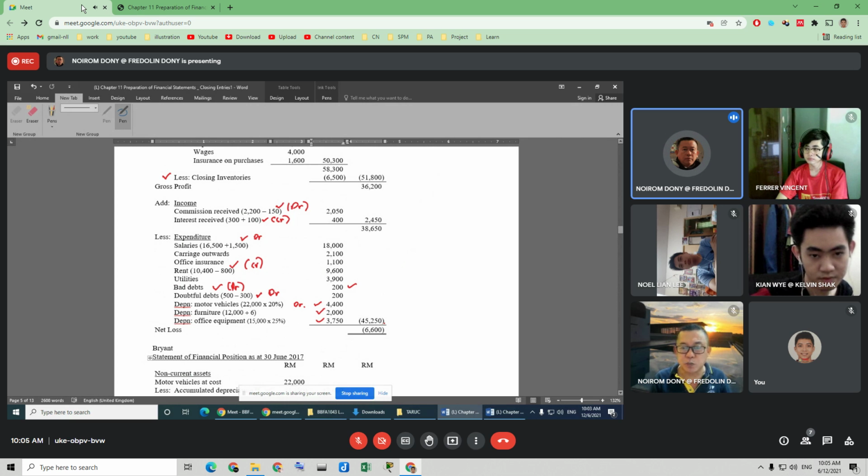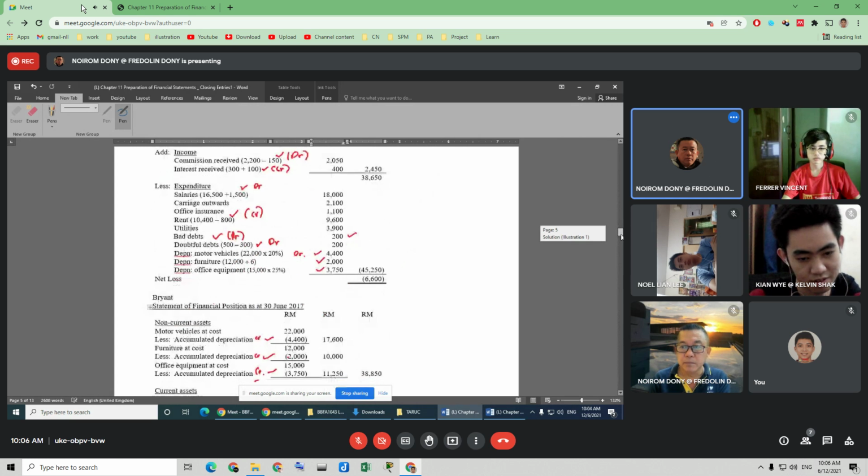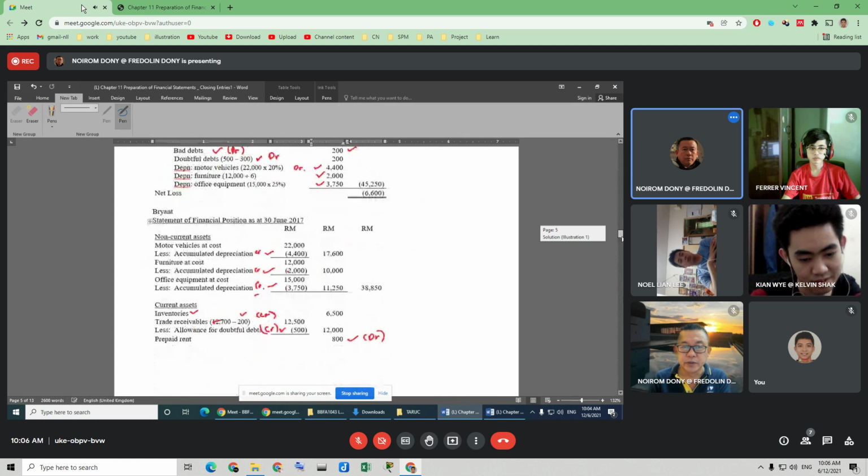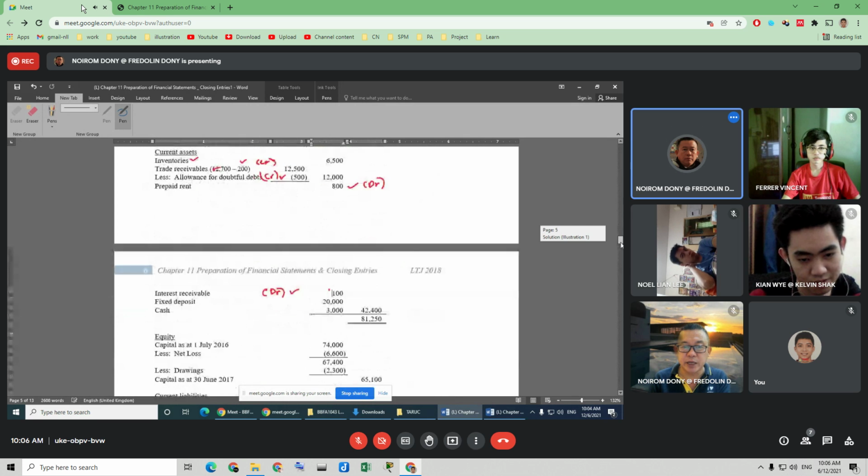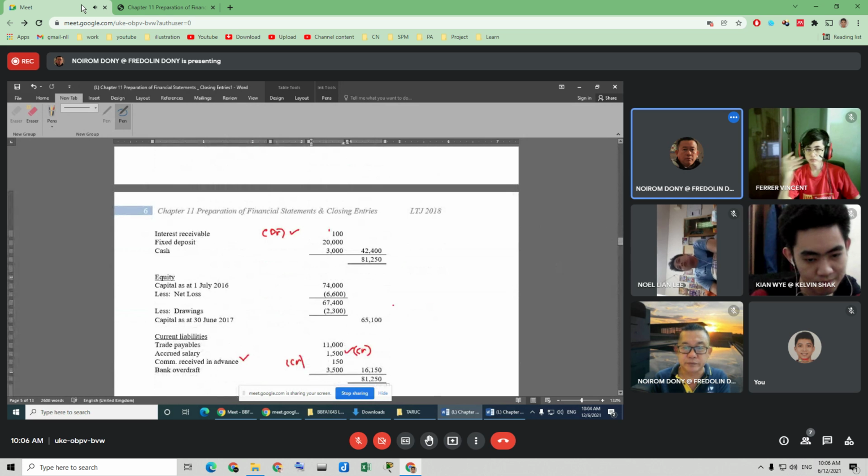So expenses is more, meaning we have a loss. So this is net loss, 6,600. Only the revenue and expenses are presented as one figure, the difference between revenue and expenses, which here is indicated as the net loss. The net loss belongs to the owner. So that's why it is listed in the equity.